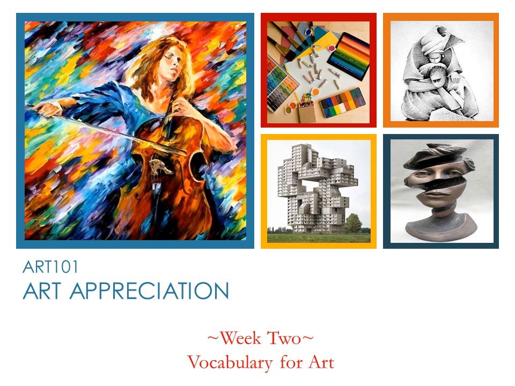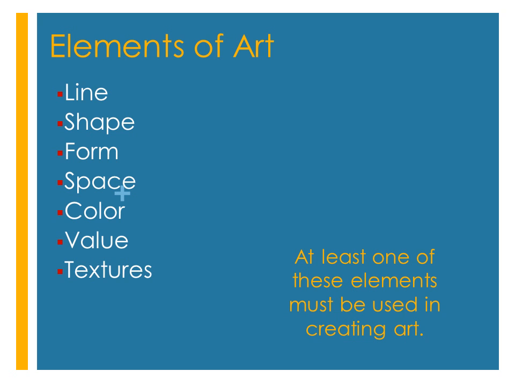This week we're going to try to understand the vocabulary of art. All art must have at least two of the following elements. They are line, shape, form, space, color, value, and textures. Like I said, they have to have at least two of these elements to be considered art.